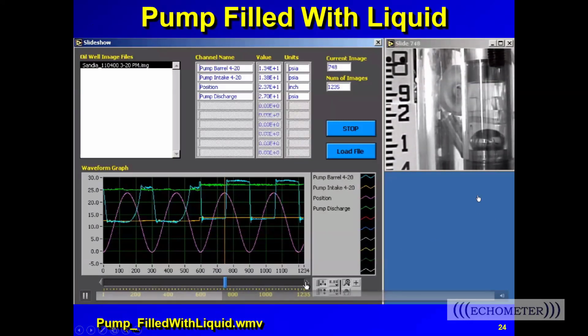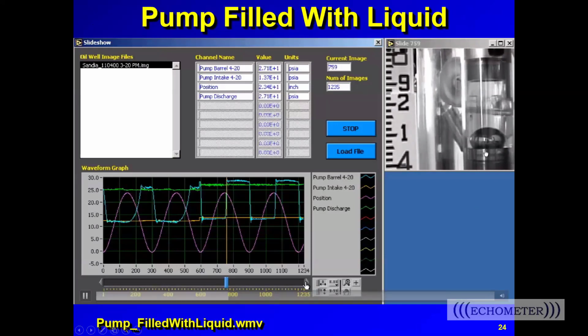So when you have a full pump, you can see here on the downstroke, compression occurs quickly. And so that traveling valve comes off the seat almost immediately. And you can see the pressure increase on the graph as well.